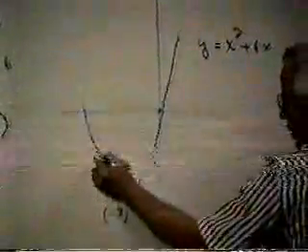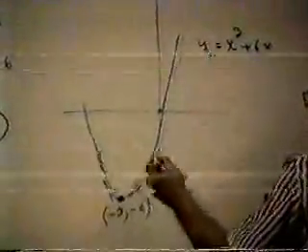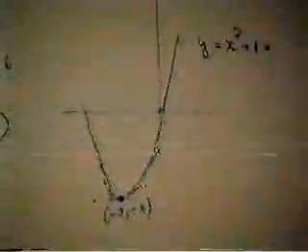Slopes over here are negative. Slopes over here are positive. The slope right here is 0. That's why we set the first derivative equal to 0. All right, let's now look at example 2.